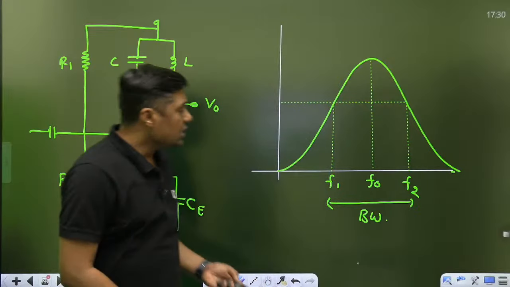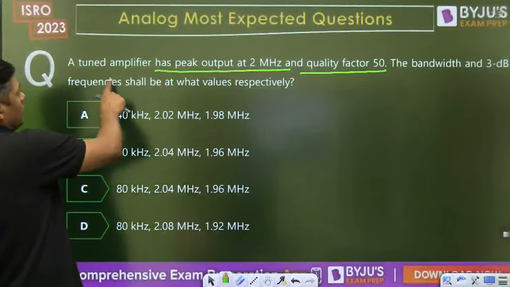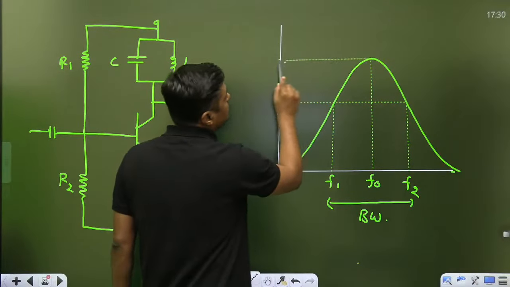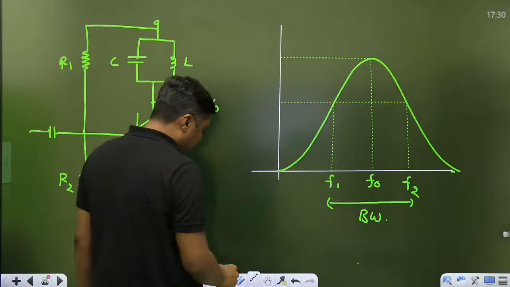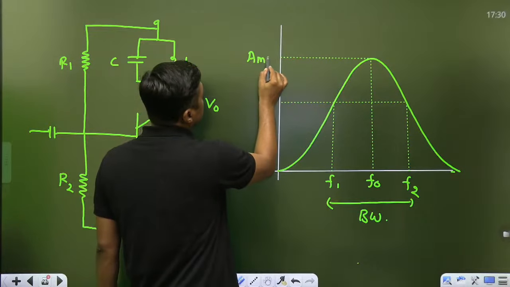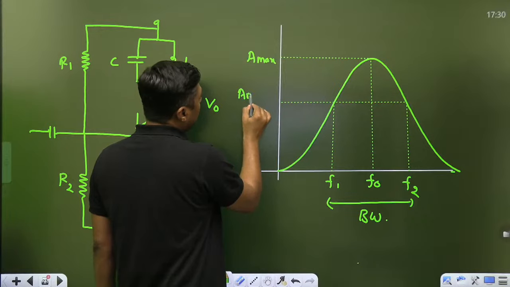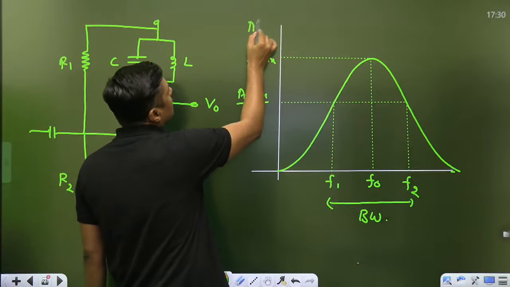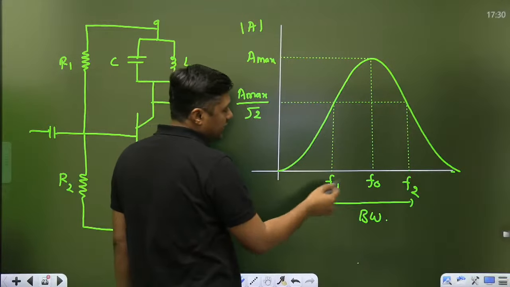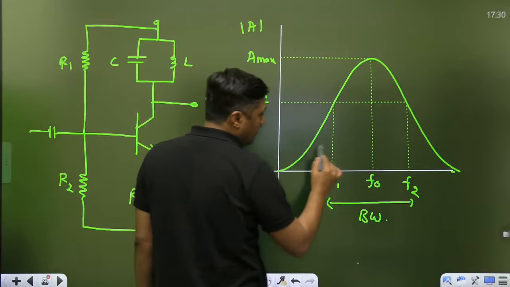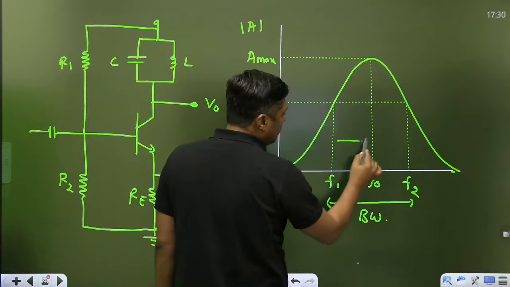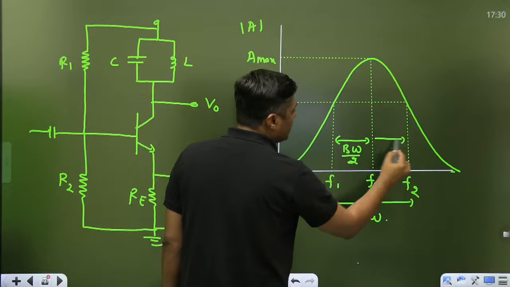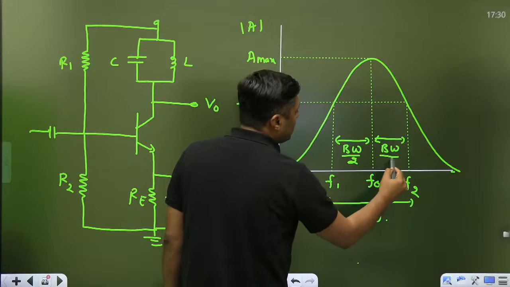Okay. So what is the peak? The tuned amplifier has a peak output at 2 MHz, meaning 2 MHz is the resonance frequency. At this point, we have the maximum gain. At the cutoff points, it becomes 1 by root 2 of the maximum, 70.7% of the maximum, and that is called the 3 dB cutoff frequency, F2 and F1. Now, F2 minus F1 is called bandwidth. So this is the bandwidth by 2. When the quality factor is very high, this is an almost symmetrical curve, bandwidth by 2, bandwidth by 2.